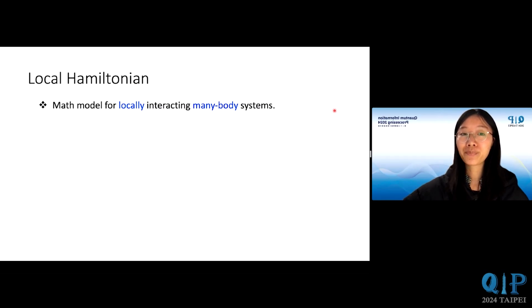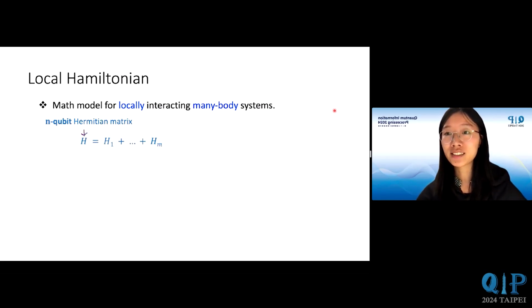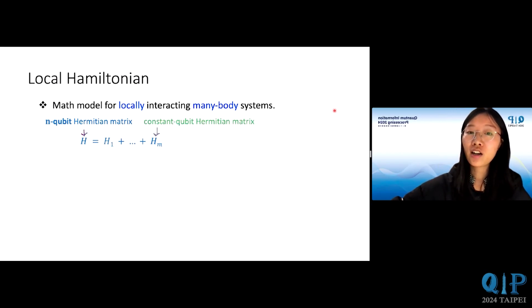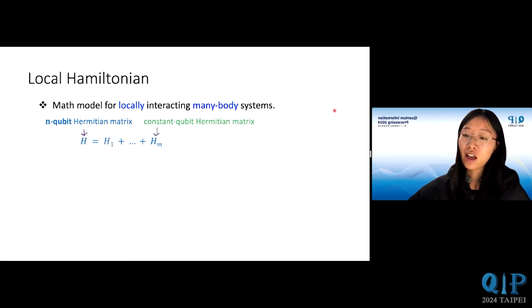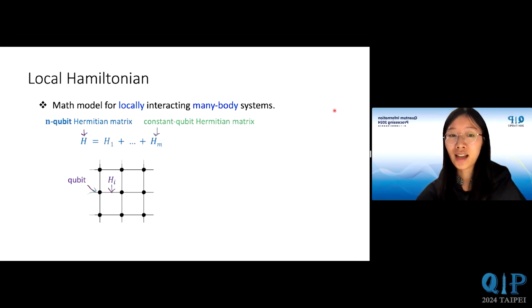Mathematically, a local Hamiltonian is just an n-qubit Hermitian matrix, which can be written as a sum of local terms. Here, local means every subterm only acts on constantly many qubits. For example, you can define a local Hamiltonian on a 2D lattice, where on each vertex there is a qubit, and on each edge there is a Hermitian term. This Hermitian term only acts on the 2 qubits of this edge. So this is an example of a local Hamiltonian.